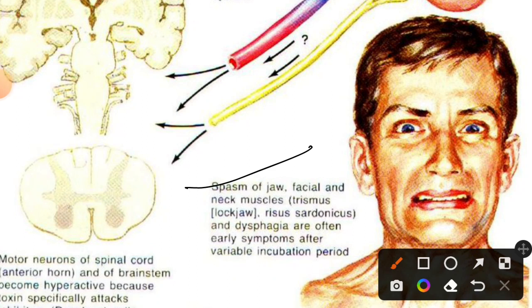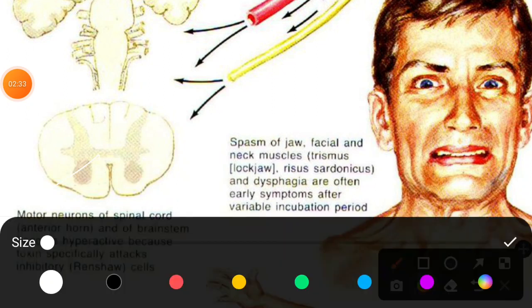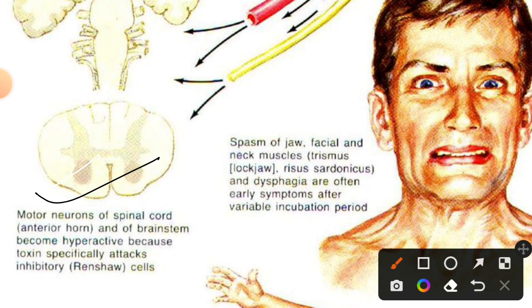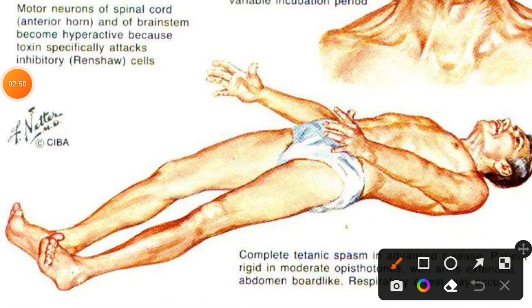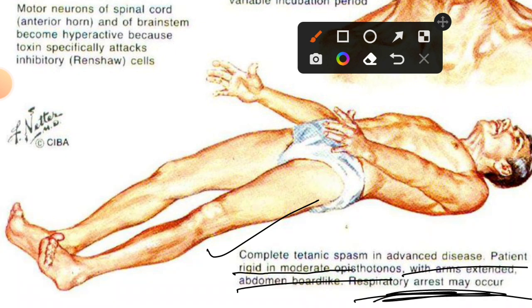The initial symptoms are spasm of jaw, facial and neck muscles, and dysphagia is often an early symptom, after a variable incubation period. So after the production of toxin locally, it migrates through the bloodstream and along the nervous system to the central nervous system. Motor neurons of both the spinal cord and brainstem are hyperactive, because the toxin specifically inhibits the inhibitory Renshaw cells, and complete tetanic spasm occurs in advanced cases, with rigidity or moderate opisthotonus, arms extended, abdomen board-like, and respiratory arrest may occur.